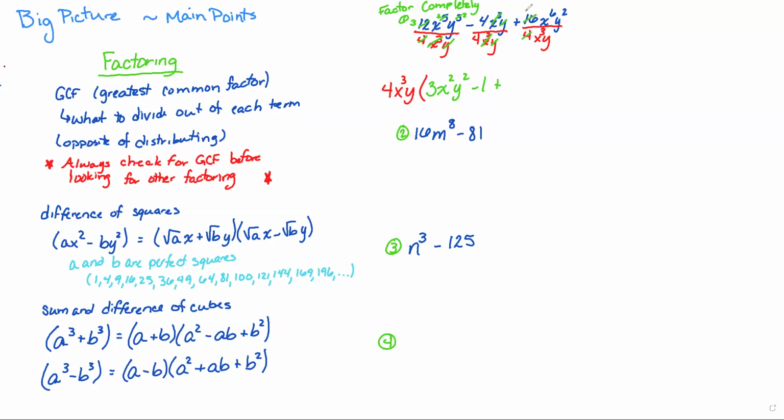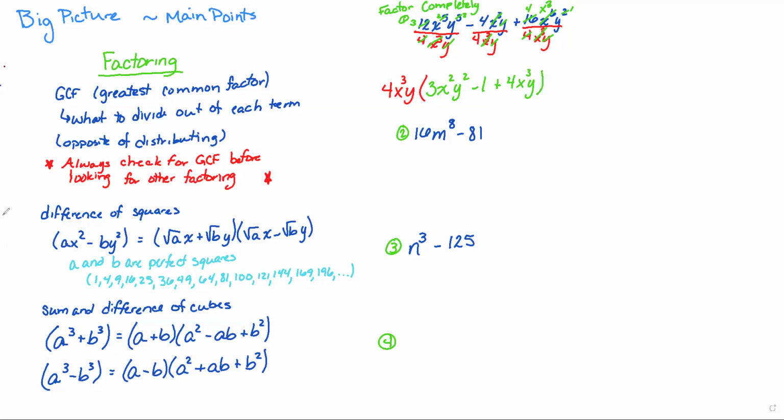4 goes into 16 4 times. It's a positive, so plus 4. I have x to the third on the bottom, x to the sixth on top. So this is going to be x to the third because it's 6 minus 3. And then y to the first, y to the second. So this just becomes a y to the 1. So we've got x to the third, y.